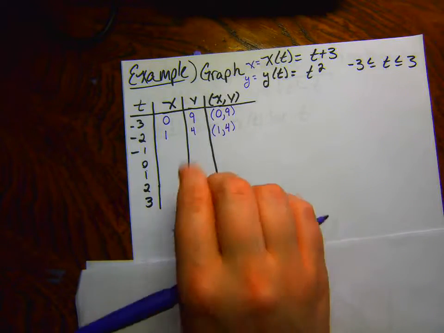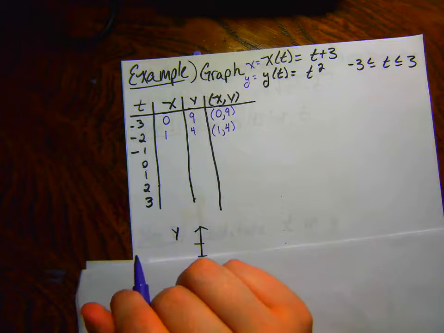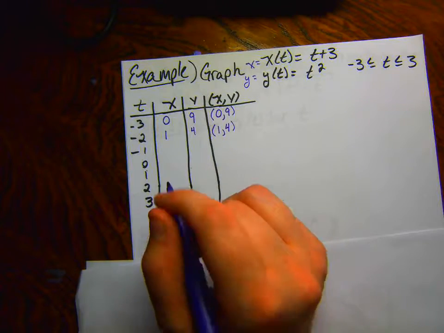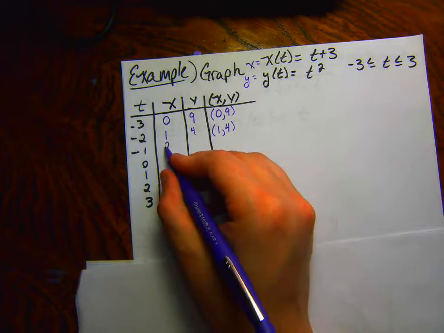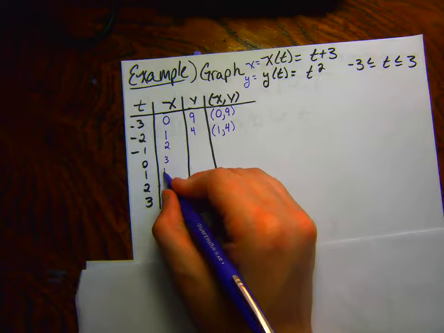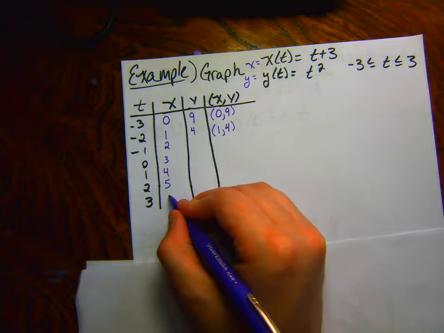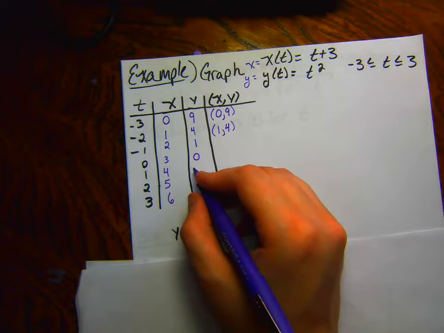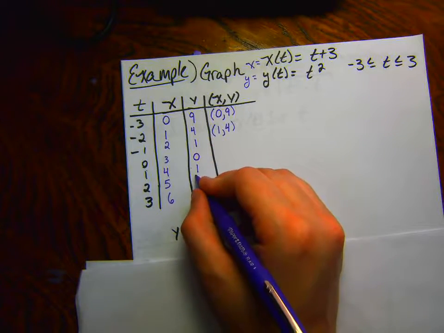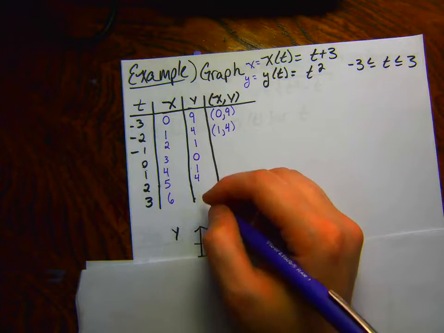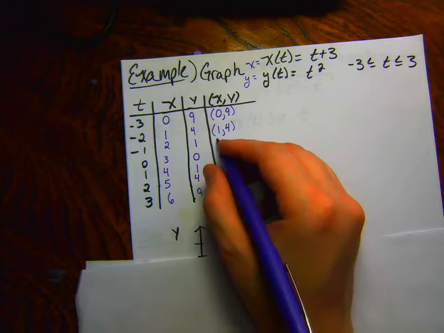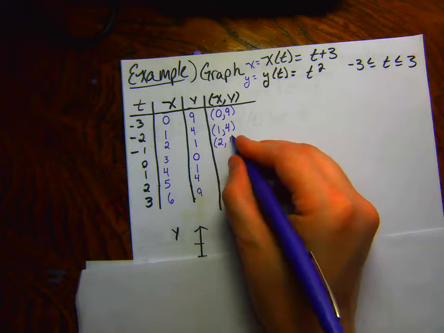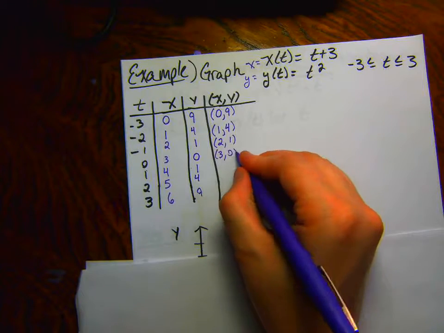Alright, so go ahead and pause the video and fill these two out on your own. Okay, so over here I get 2, 3, 4, 5, 6. Here I get 1, 0, 1, 4, and 9. And that gives me these points over here.